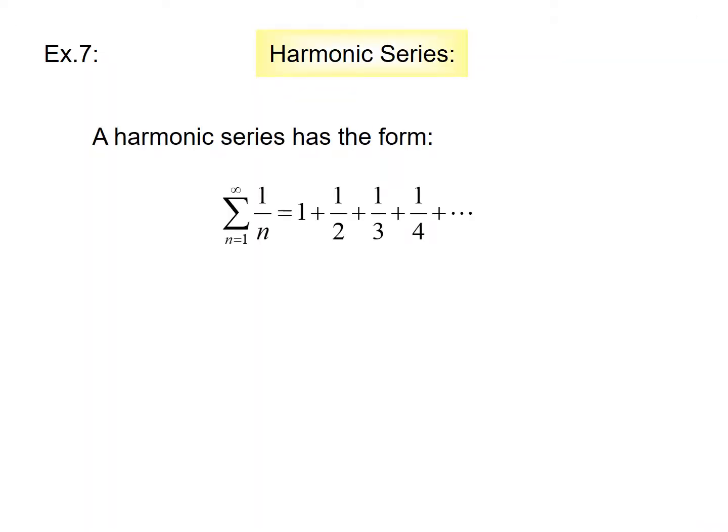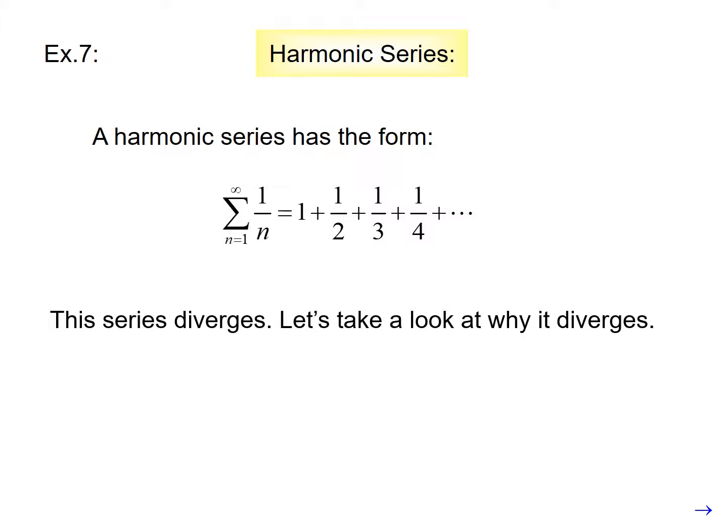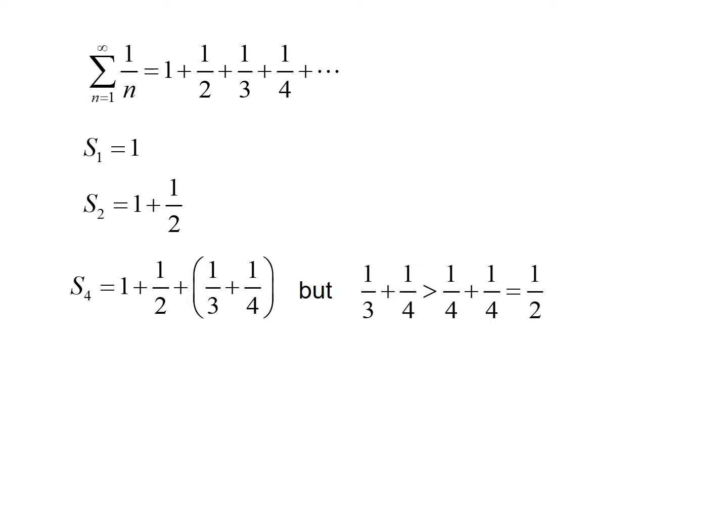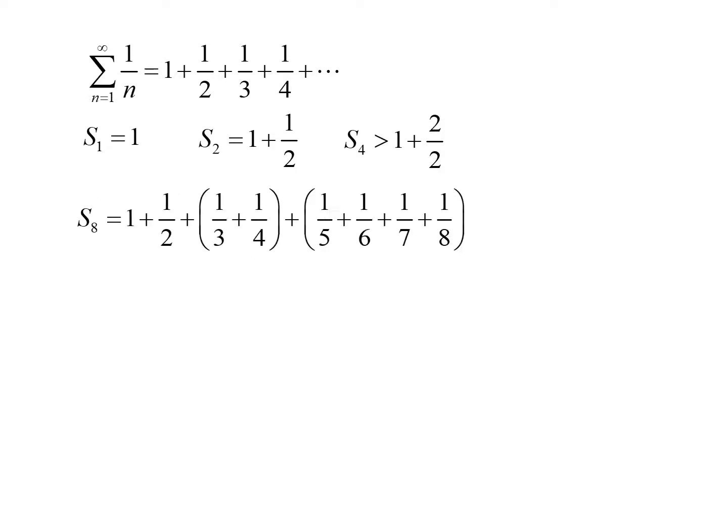Okay, harmonic series is this one right here, where you're just increasing the denominator by 1 with each term. And this series diverges. Diverges very slowly, but it does keep on getting bigger and bigger and bigger, even though each term is approaching 0. So we'll look at these partial sums. And what we notice here with the fourth sum, 1/3 plus 1/4 is greater than 1/4 plus 1/4, which is a half. So we know that the fourth sum is greater than 1 plus 2/2.